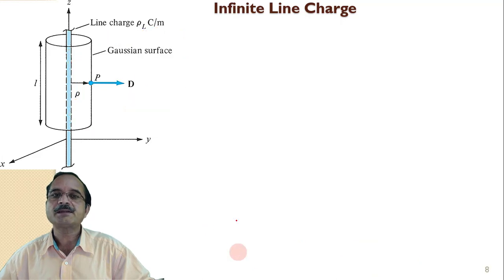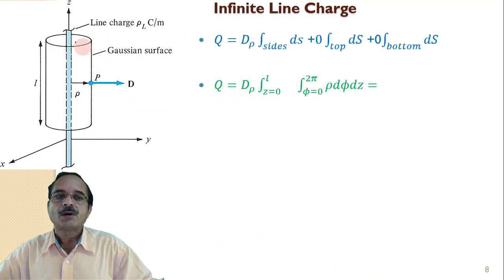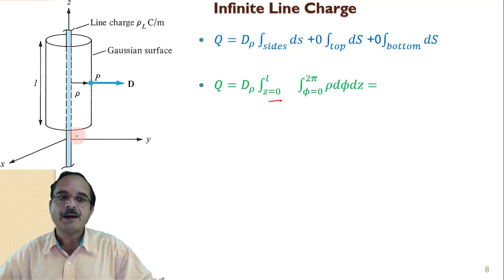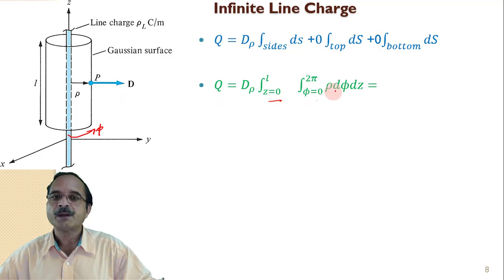So evaluating this over the sides of this cylinder of length L. Since it is a surface, it will be a double integral, z equal to 0 to L and angle phi 0 to 2 pi over the complete perimeter of this surface. And this is the differential surface in cylindrical coordinates, that is rho d phi dz.